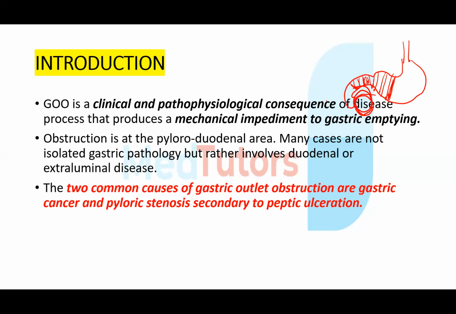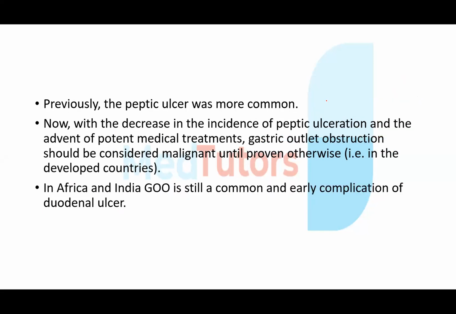The two common causes of gastric outlet obstruction are gastric cancer and pyloric stenosis secondary to peptic ulceration. Now, you should know previously peptic ulcer was more common, but with improvement in drug treatment for peptic ulcer due to the advent of potent medical treatment, gastric outlet obstruction should be considered malignant until proven otherwise. That is in the developed countries. You rarely see gastric outlet obstruction occurring from cicatrizing or chronic duodenal ulcer, especially in the developed countries.